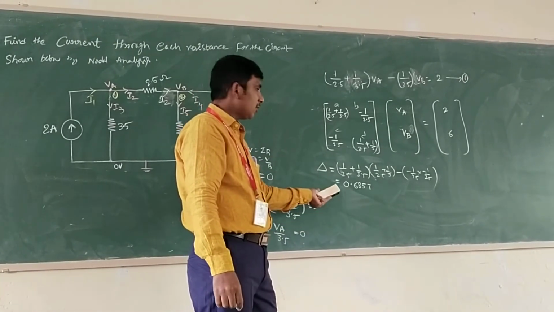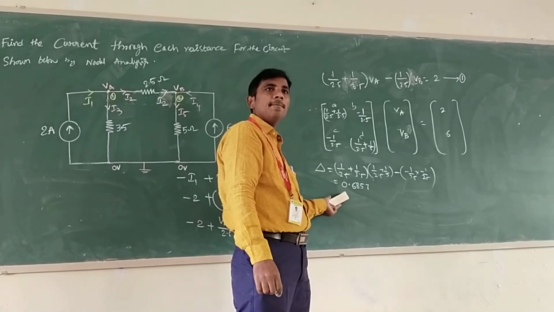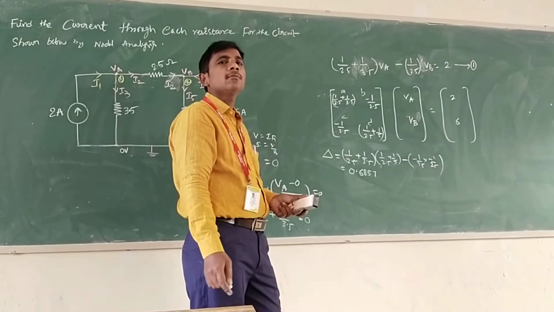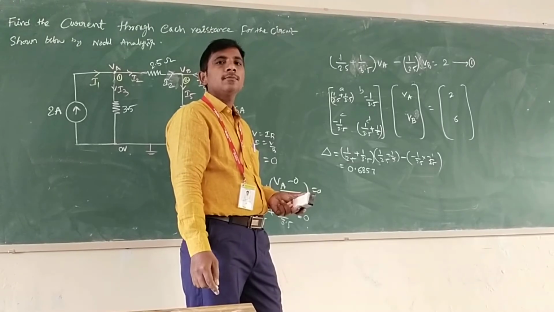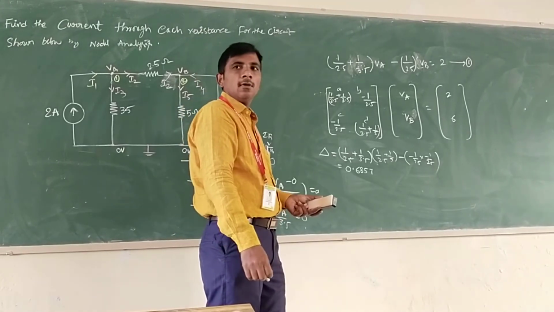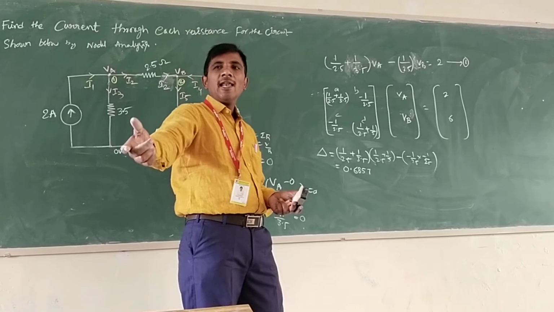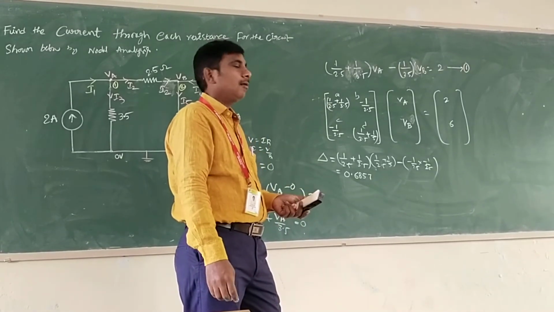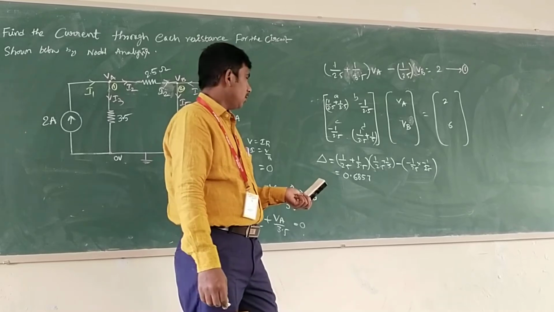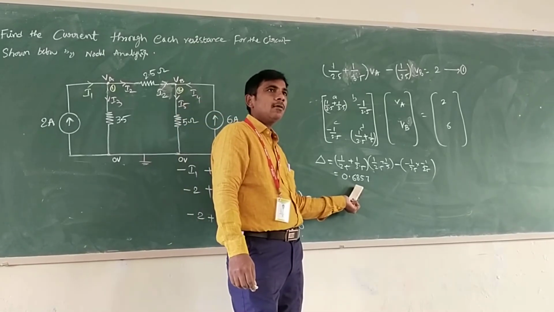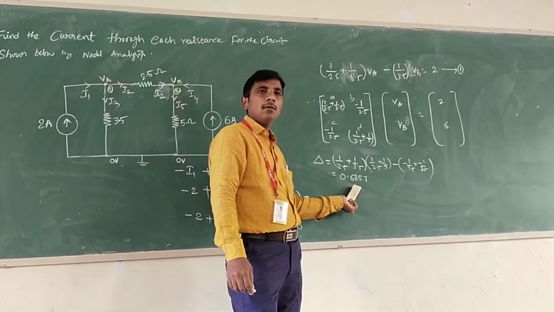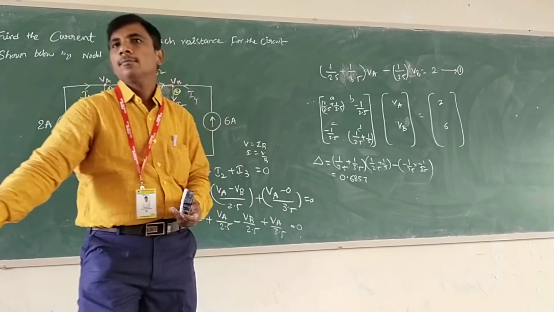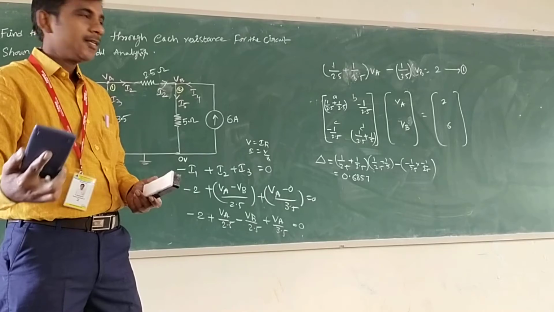Delta. Have you got this answer or not? Delta value. Wrong, sir. 1 by 2.5 plus 1 by 1 by 4. Minus 0.68 into 0.6856. So 0.68.